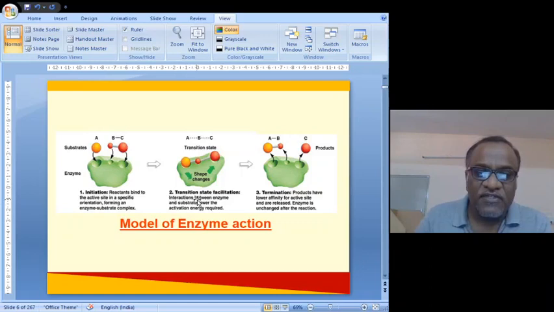Then in the second phase, we have transition state facilitation. Here, the interaction between the enzyme and substrate lowers the activation energy. We will see what the activation energy is in the next few slides. So the interaction between the substrate and the enzyme is lowering the activation energy. That means the energy required for the reaction to happen is at a very low level. Now what is happening in the third phase, that is the termination phase?